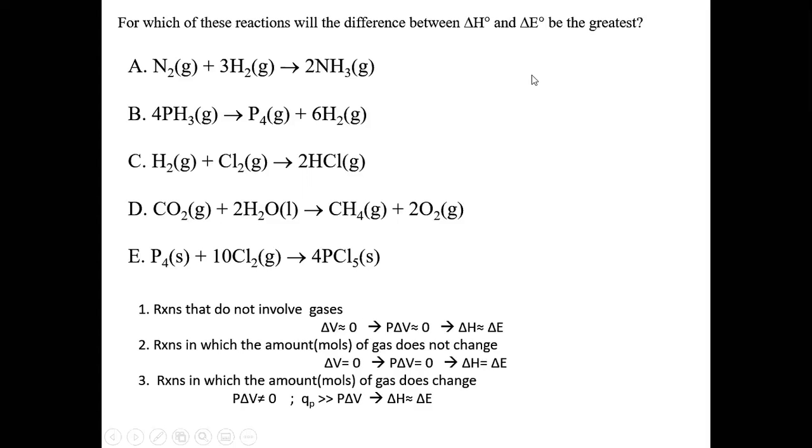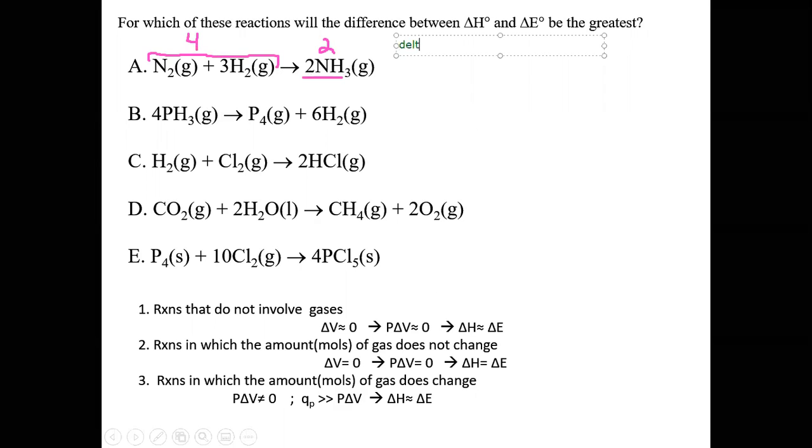So we look at the first example, the first A. You see all the reactants and products are gases. On the reactant side, we have a total of 4 gases. On the product side, we have a total of 2 gases. The difference is always final minus initial. So delta n of gas equals 2 minus 4, which is negative 2. We lose 2 moles of gas going from reactants to products.